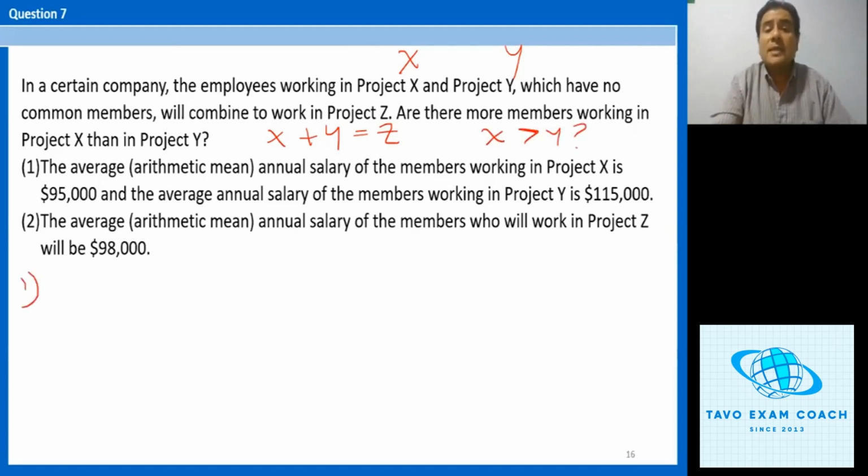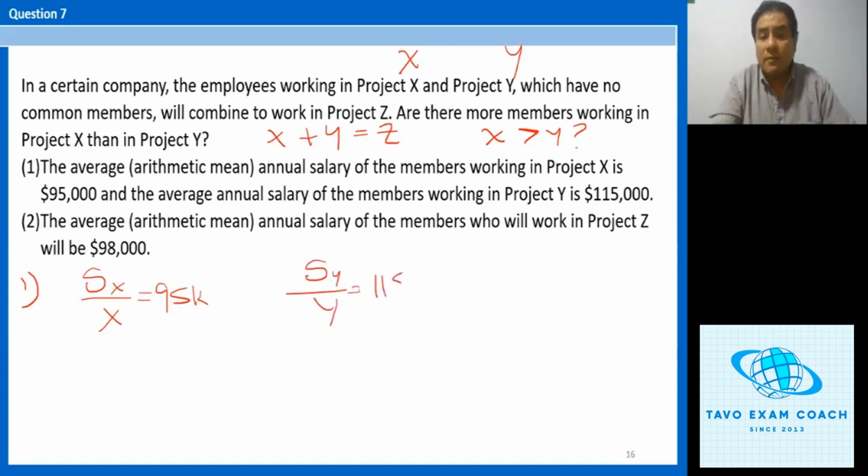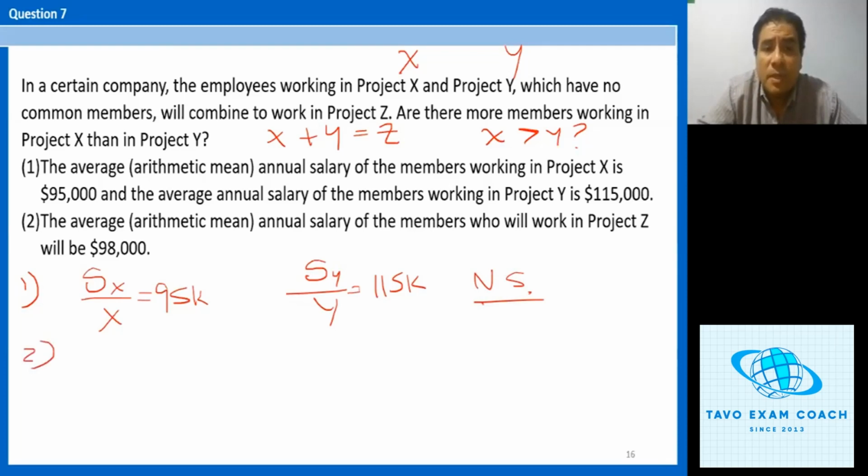Statement 1 says that the average annual salary, that is the sum of salaries in X divided by X, would be 95K, and the sum of salaries in Y divided by Y is 115K. But here we have no way to know the relationship between X and Y because we don't know the sums, so not sufficient.